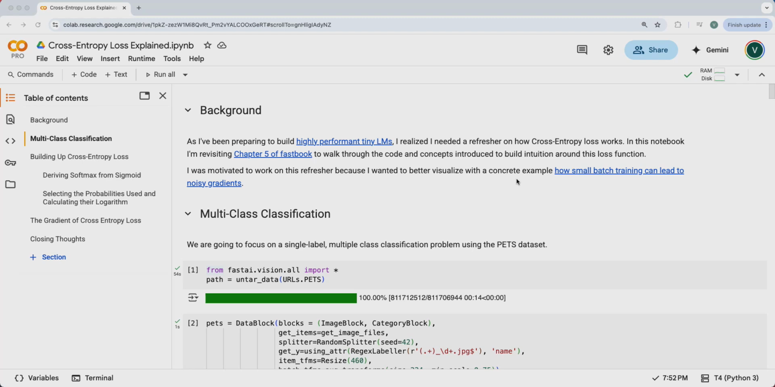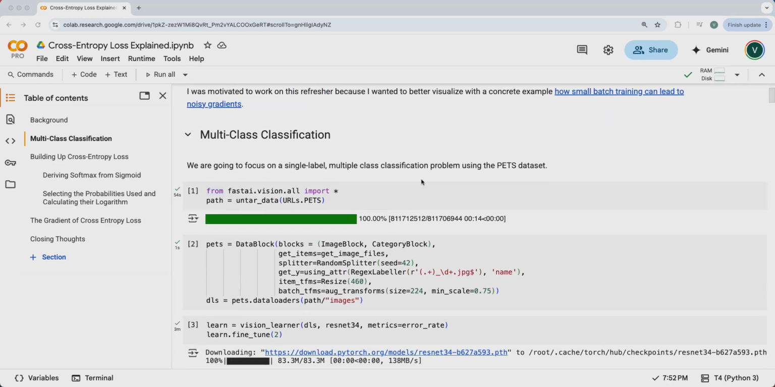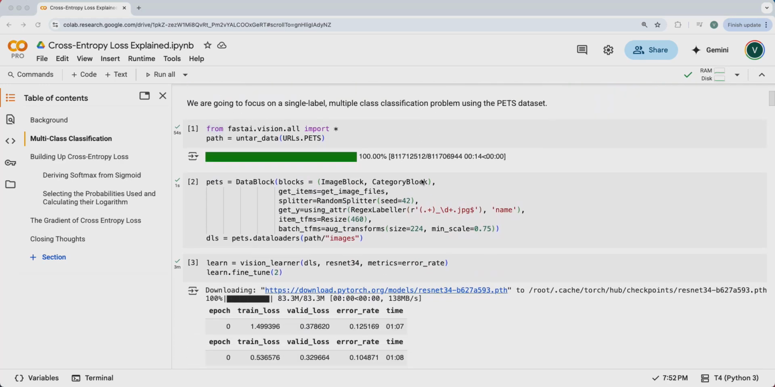But in this notebook, I went back to chapter 5 of Fastbook, and I walked through the code and the concepts and dove a little deeper to build intuition around how cross-entropy loss works. So here is my cross-entropy loss explainer. We're going to start by looking at some real data.